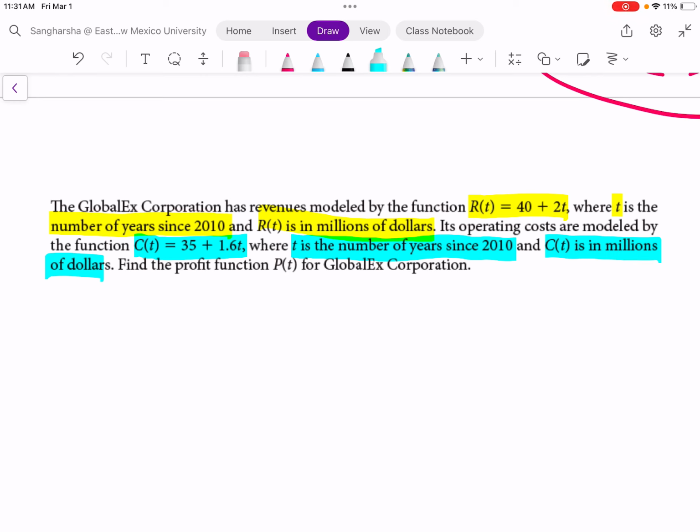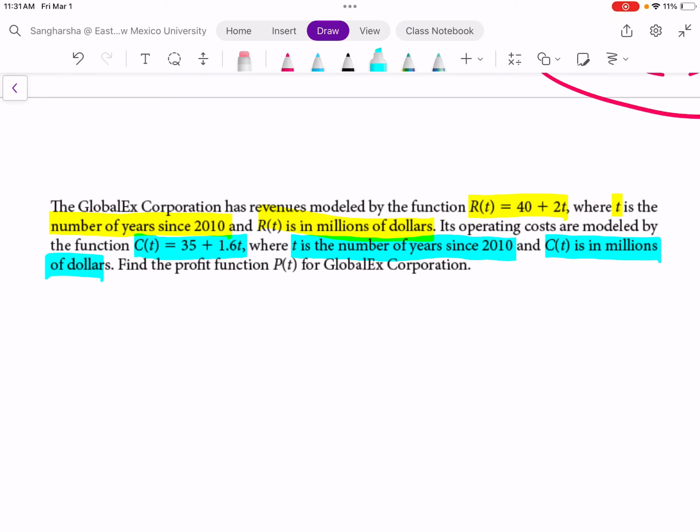Now, if you are asked to estimate the revenue for 2030, can we estimate the revenue for the upcoming year 2030? So we can find it, right? This function helps us to estimate. It may not be exactly correct, but we can estimate. Similarly, we can find what the cost will be in 2030.